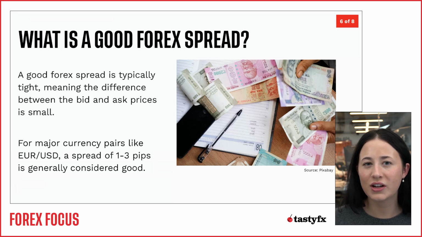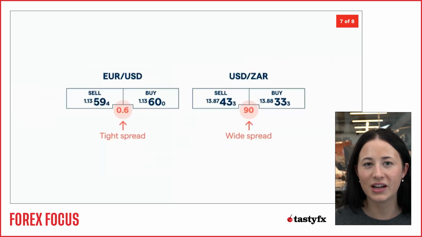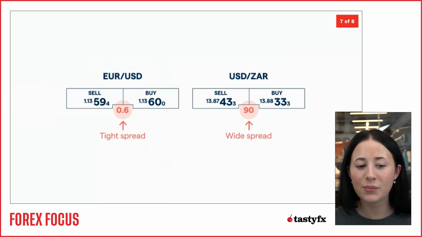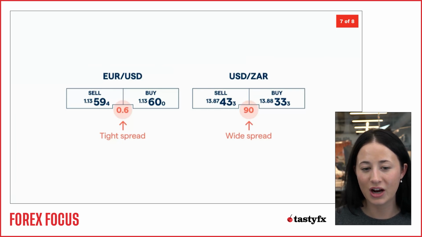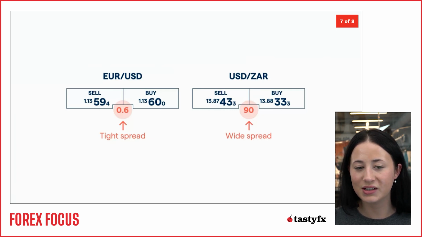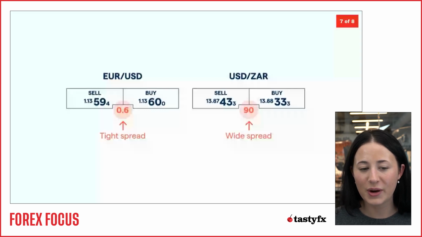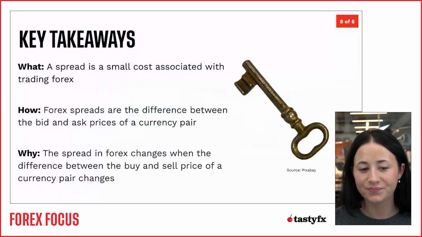You'll also see traders tend to gravitate towards major pairs more, partially because the spreads tend to remain relatively stable and tight. I have an example of a wide spread versus a tight spread right here for you guys. For the US dollar and South African rand currency pair, you'll see that the spread in this instance is 90, and that's universally considered a very wide spread. For the pair on the left, the euro and the US dollar, you'll see the spread is around 0.6, and that yields a tight spread.